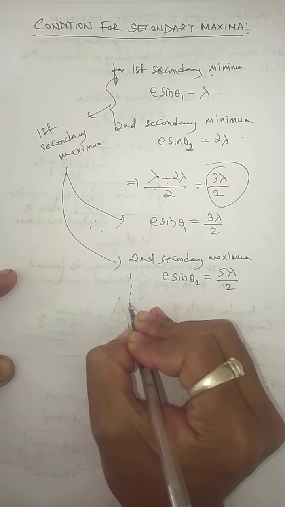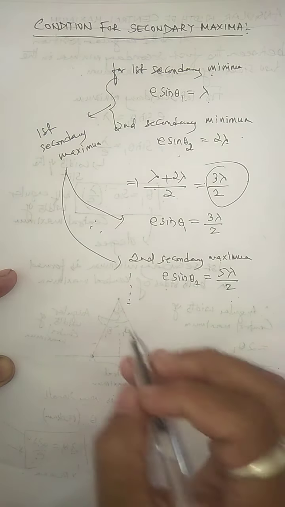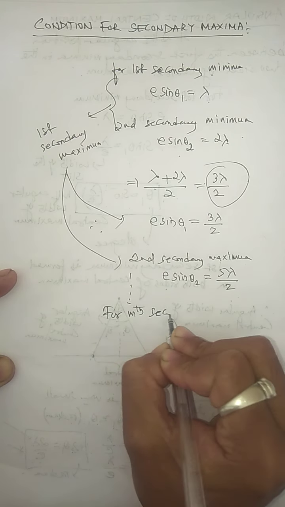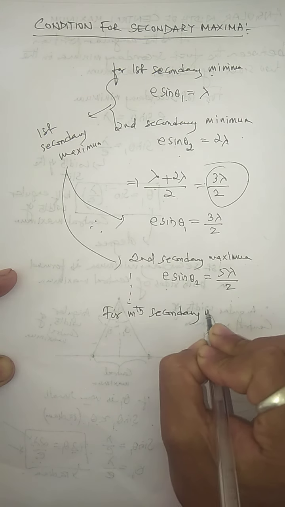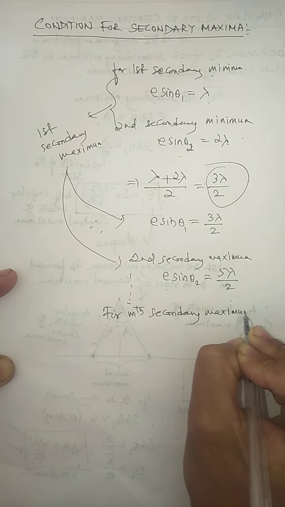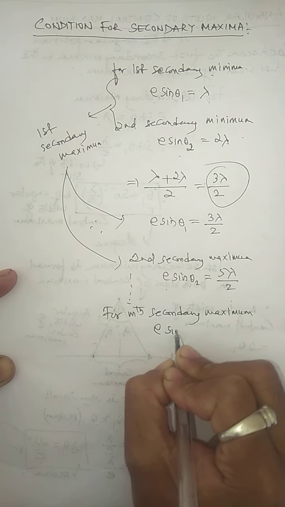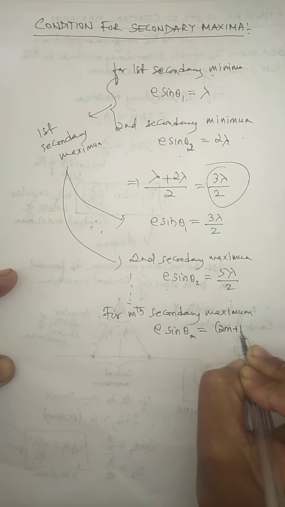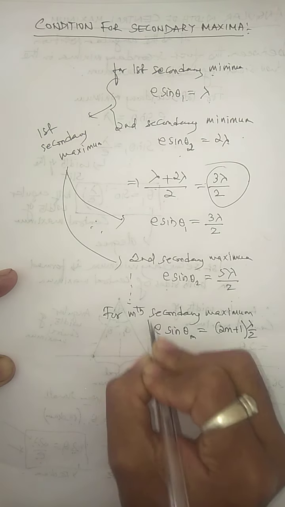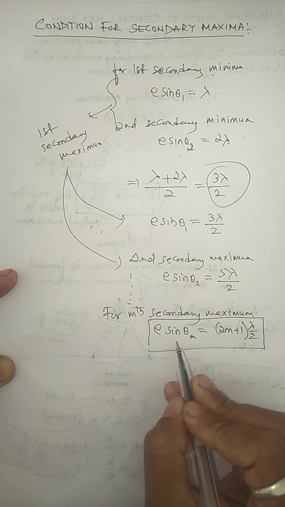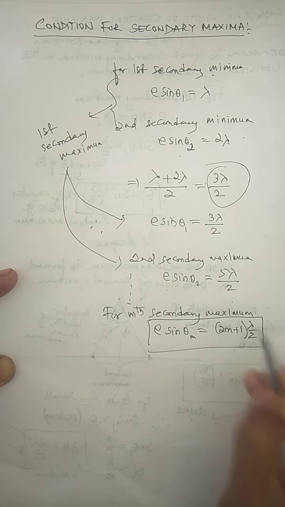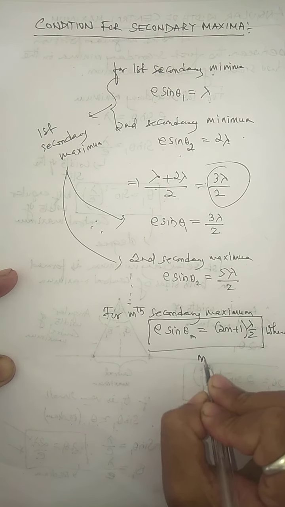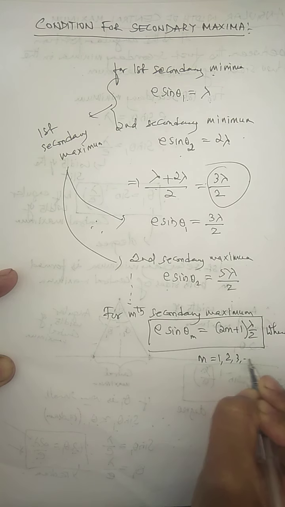So in this way, if I write down the condition for the mth secondary maximum, the path difference e sin theta m, I write this way only, will be (2m plus 1) lambda by 2. So I am writing in general e sin theta m equals (2m plus 1) lambda by 2, where in the expression of this path difference m is starting from 1, 2, 3 and so on.